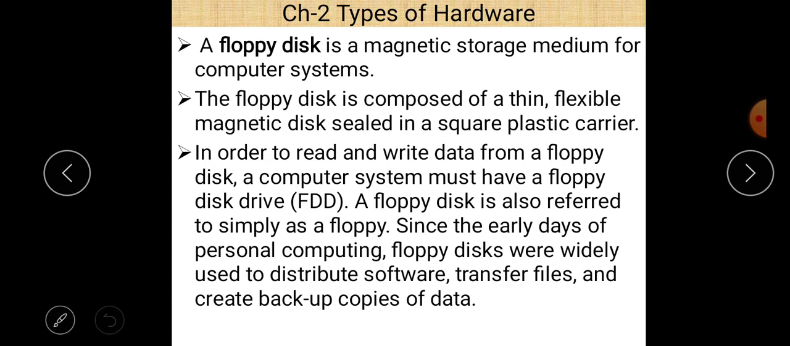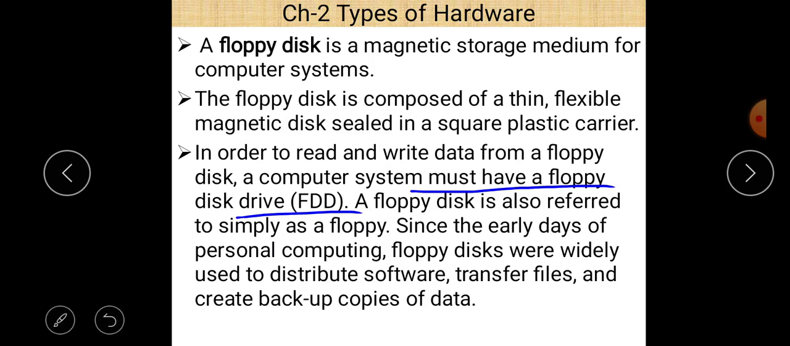In order to read and write data from a floppy disk, a computer system must have a floppy disk drive. Without this, you are not able to read the data of a floppy disk. A floppy disk is also referred to simply as a floppy. Since the early days of personal computing, floppy disks were widely used to distribute software, transfer files, and create backup copies of data.